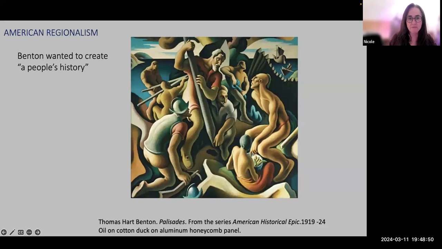Palisades was part of a series of paintings titled American Historical Epic. Thinking back to the module on neoclassicism and conventional history painting that usually features images of great men. In contrast to those, Benton wanted to create a people's history, one that depicted the actions of ordinary people on the land. So here, the European colonizers are staking out and dividing up the land, while the indigenous people, in contrast, are sharing their knowledge of growing corn, which the newcomers will need for survival.